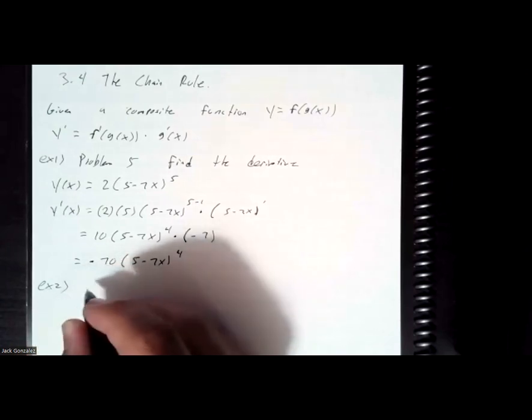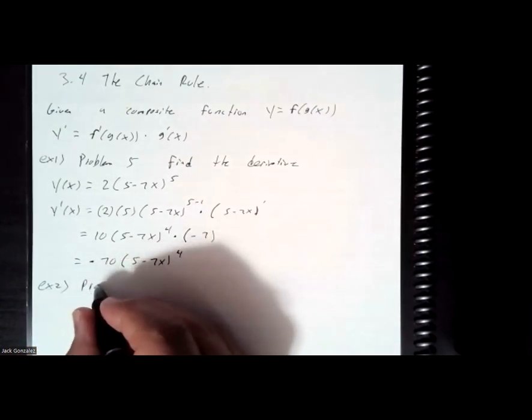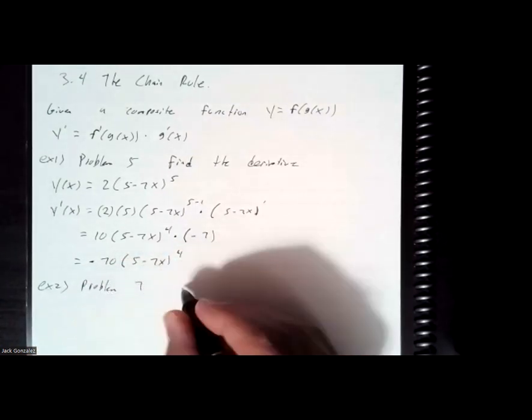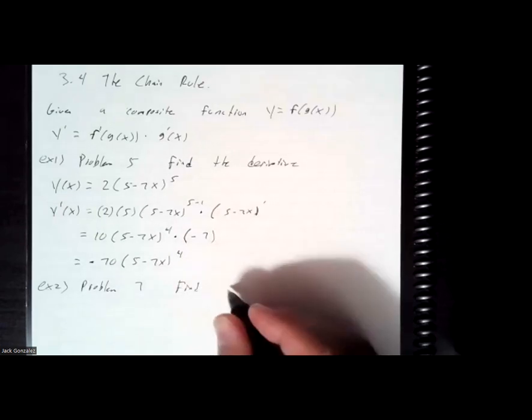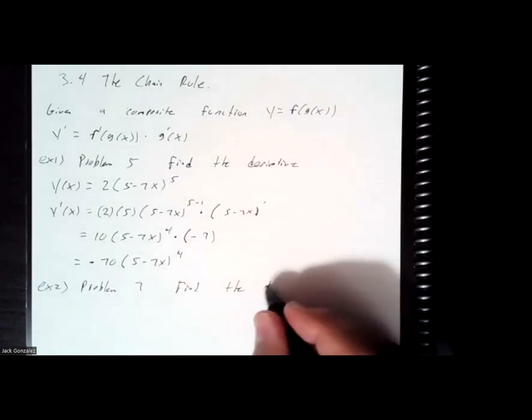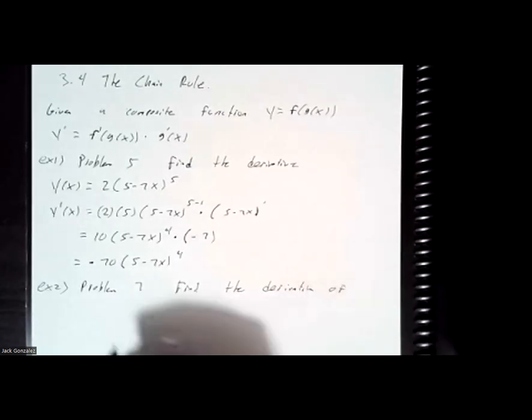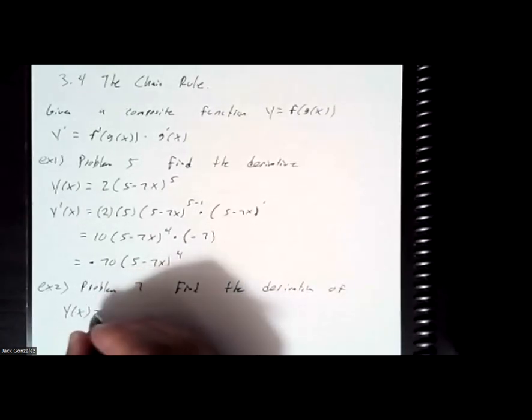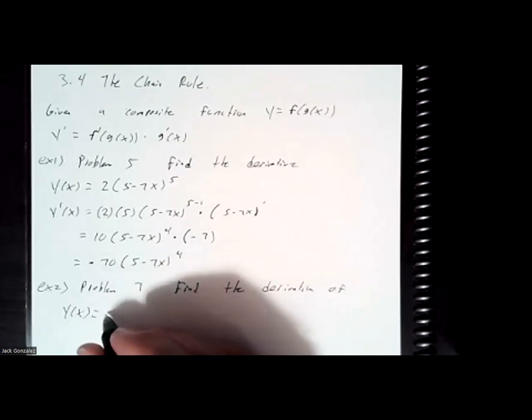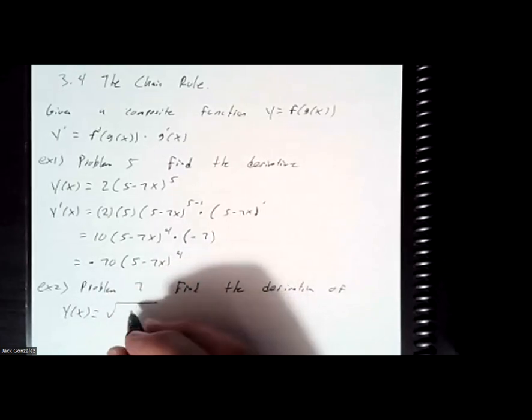Example two. You guys, you're cool on number one? Yep. Problem 7, find the derivative of, let's say y is equal to the square root of 7 minus 3x.